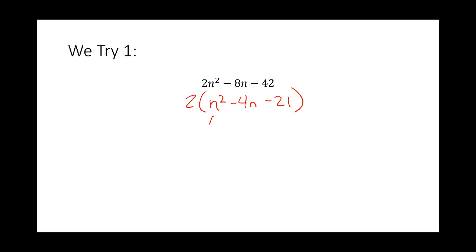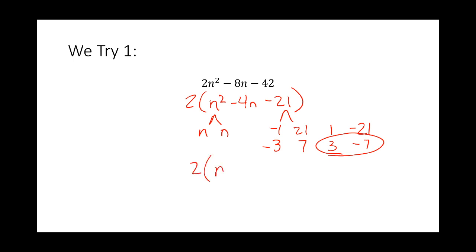Next, I would factor like I normally would. This n squared is going to become n times n eventually. This negative 21, I can write it as negative 1 and 21, and then 3 and 7. Negative 3 times 7, and of course, the opposite of those, 3 and a negative 7. Now I want to look for the one that adds up to negative 4n. That's this guy right here. So I'm going to write this as 2 times n plus 3 times n minus 7.